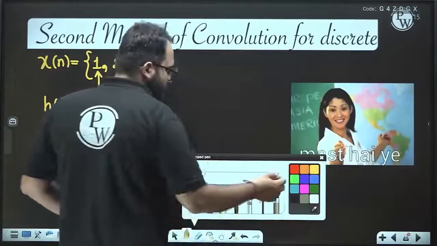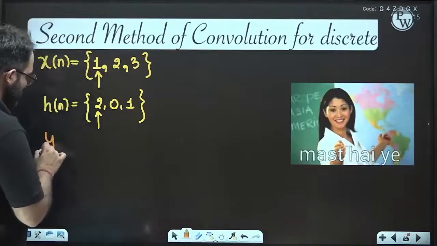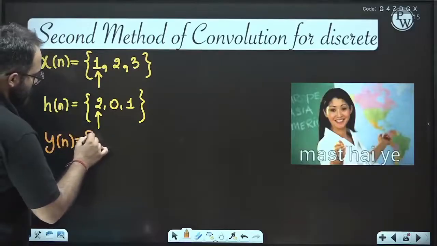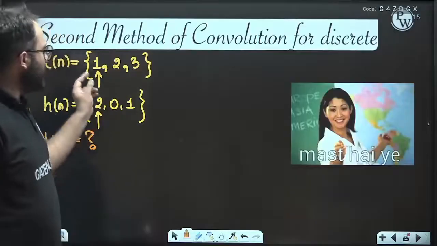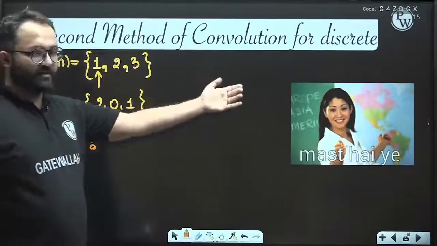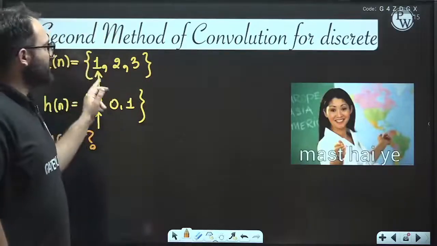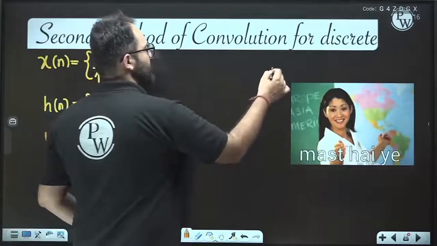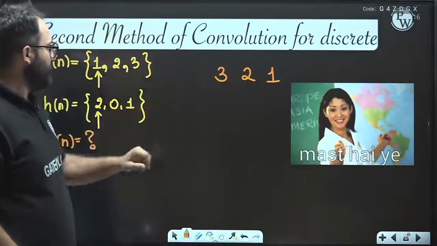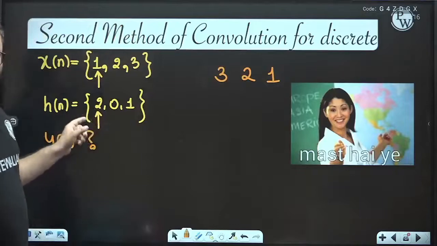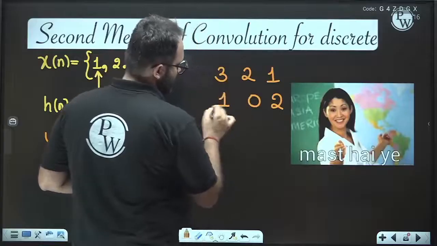So what is the method to find y[n], the convolution of these two signals? Step number 1 is just write x[n] by reversing it. So the signal 1, 2, 3, place it in the reverse order: 3, 2, 1. Reverse h[n] also: 2, 0, 1 becomes 1, 0, 2.